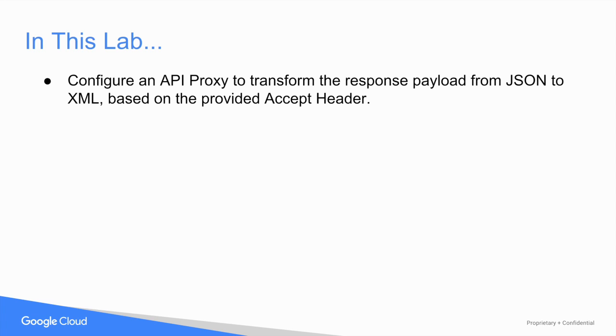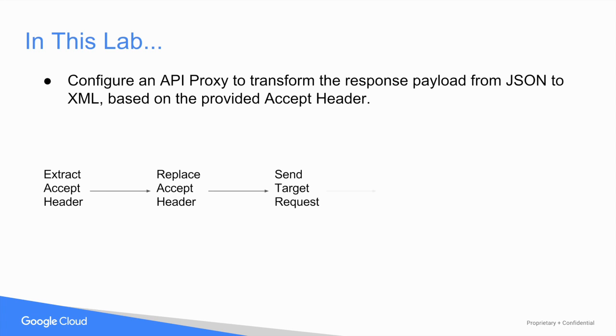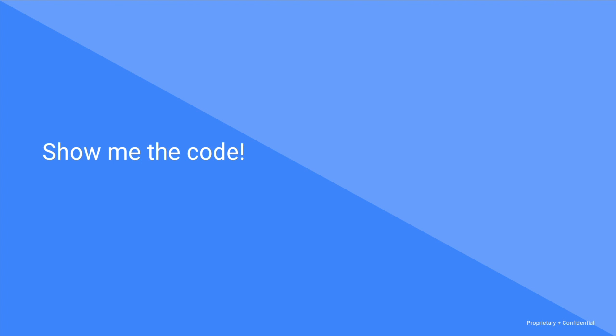In order to make this transformation happen, several steps need to occur. Fortunately, this is simple to do in Apigee Edge, and it's extremely useful when you have different clients that want to consume different formats. So let's see what this looks like.